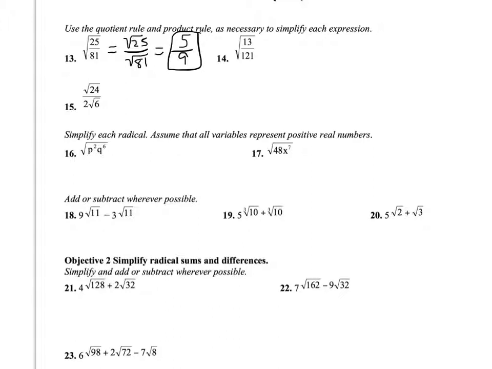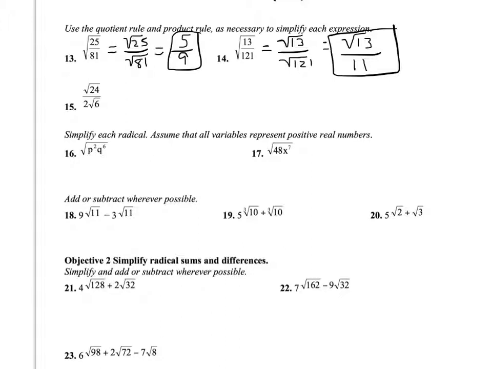If I look at 14, the numerator is not a perfect square, but the denominator is. And they didn't have any common factors, so I simply rewrite it as the square root of 13 over the square root of 121. The square root of 13 does not simplify, but the square root of 121 is 11. And at this point, you have gone as far as you can go. There is nothing more to do. It's simplified.